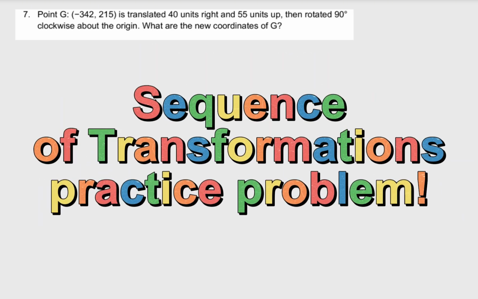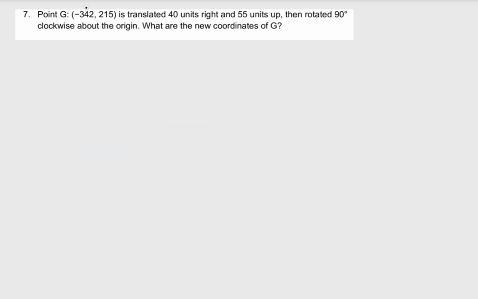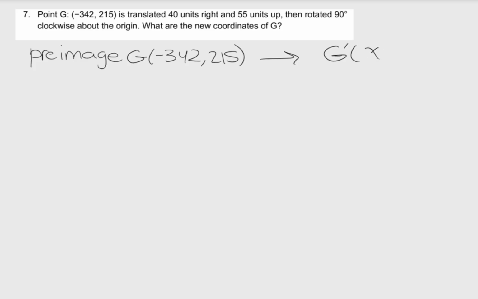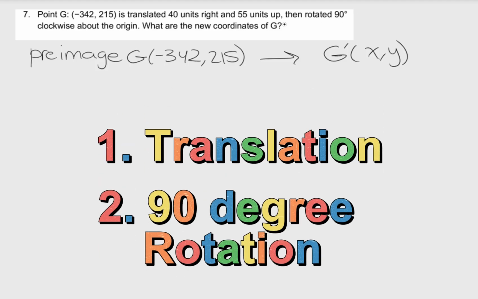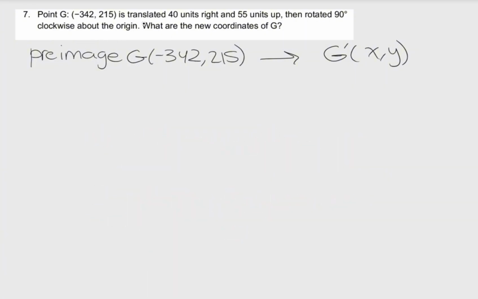Today we are going to be solving this problem, which involves making this pre-image G into its image G, which we do not know. Point G is going to undergo a series of transformations. First, it's going to be translated and then it's going to be rotated. And we are going to solve step by step in order to figure out what this new point G is.